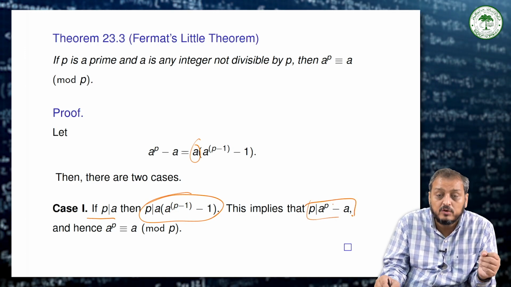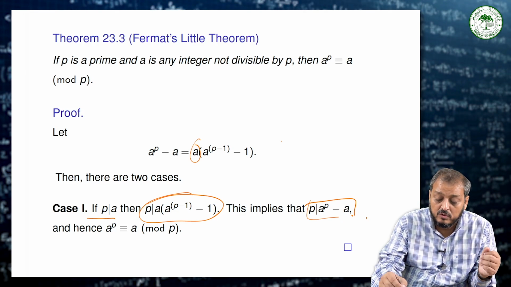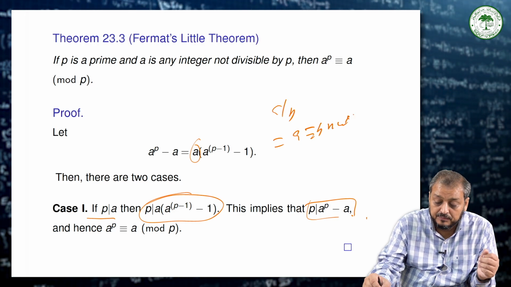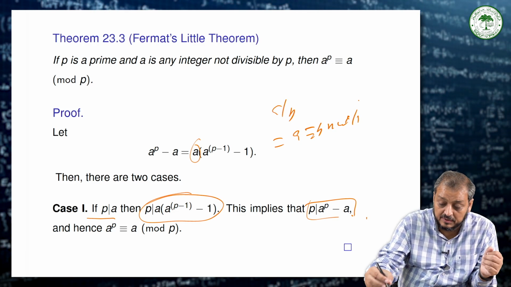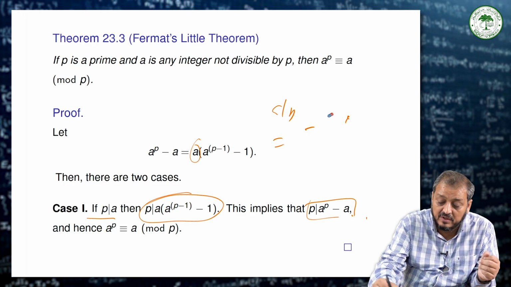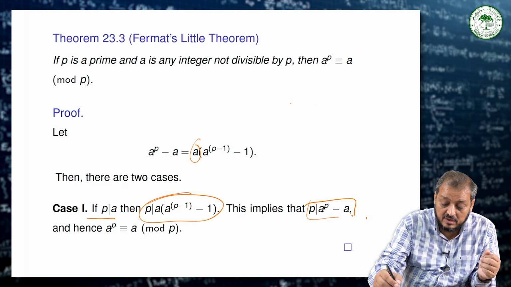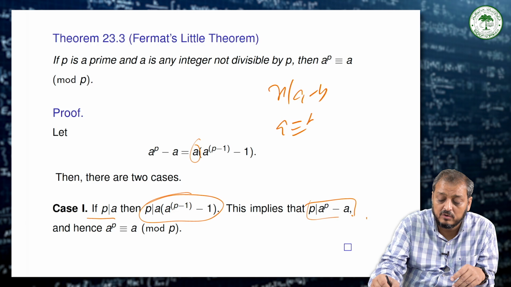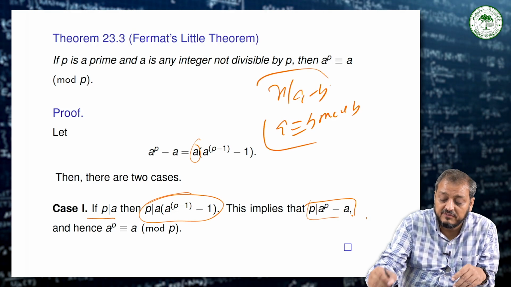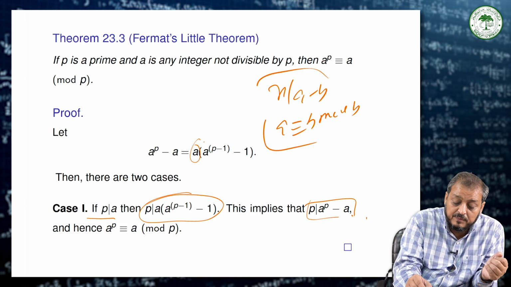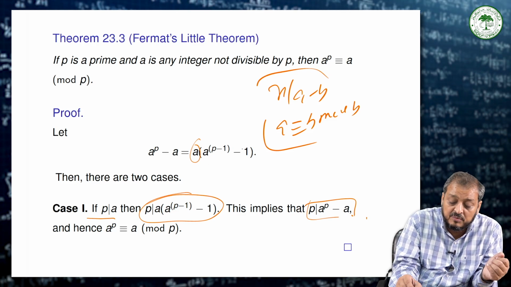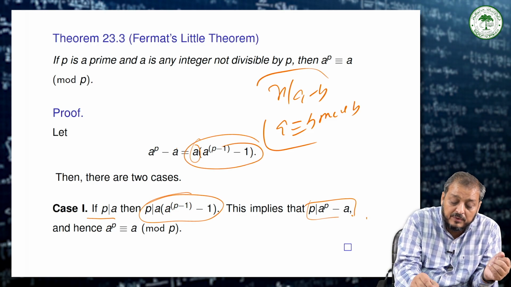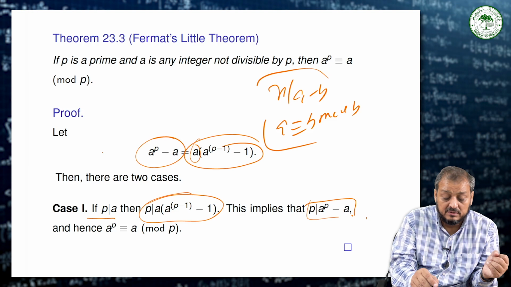If p divides a to the power p minus a, recall that if n divides a minus b, then we can say a is congruent to b mod n. By this definition, if p divides a, then p divides the whole of this thing, and then p should divide a to the power p minus a.